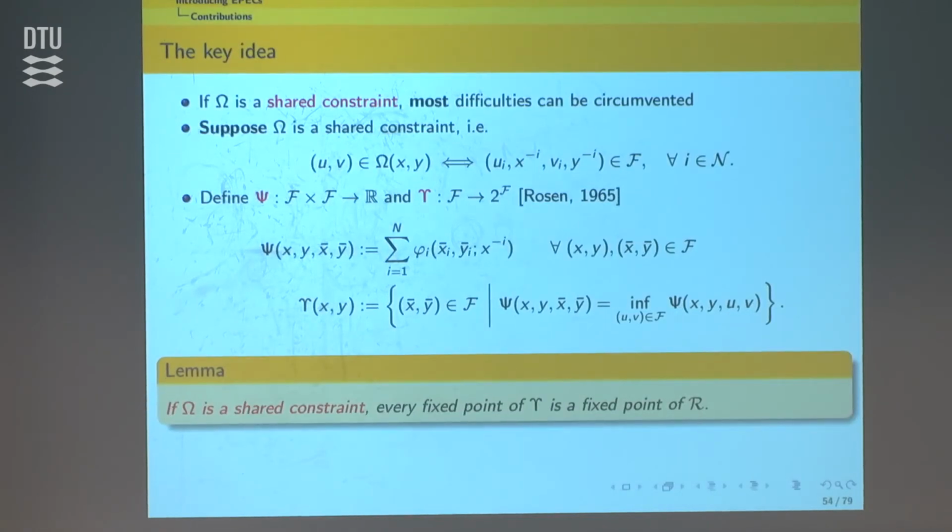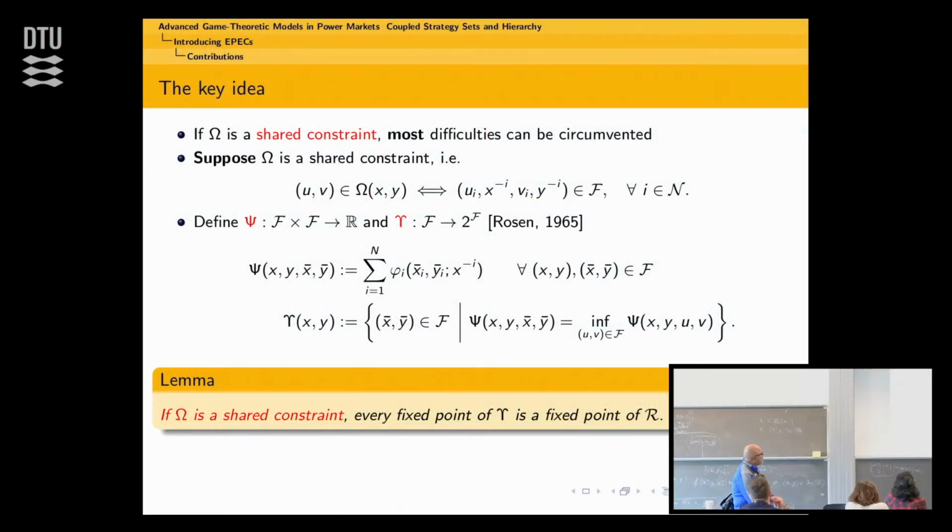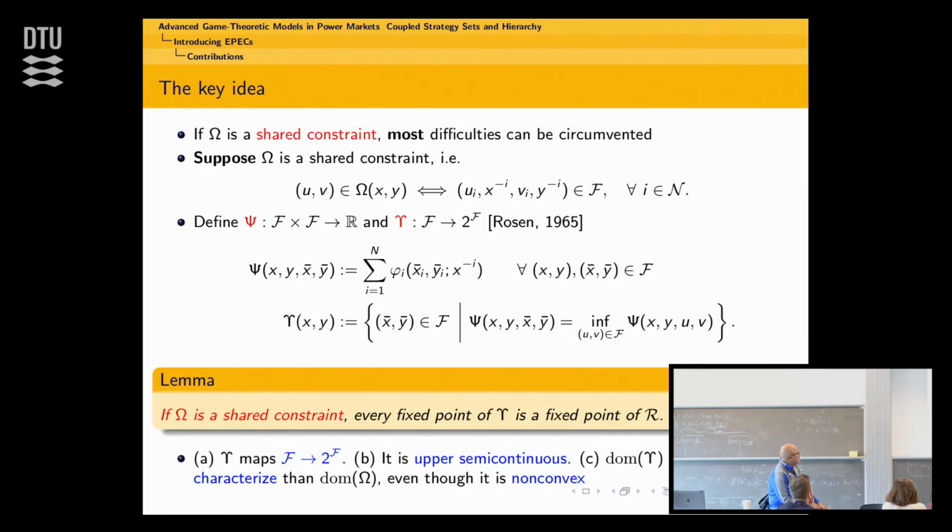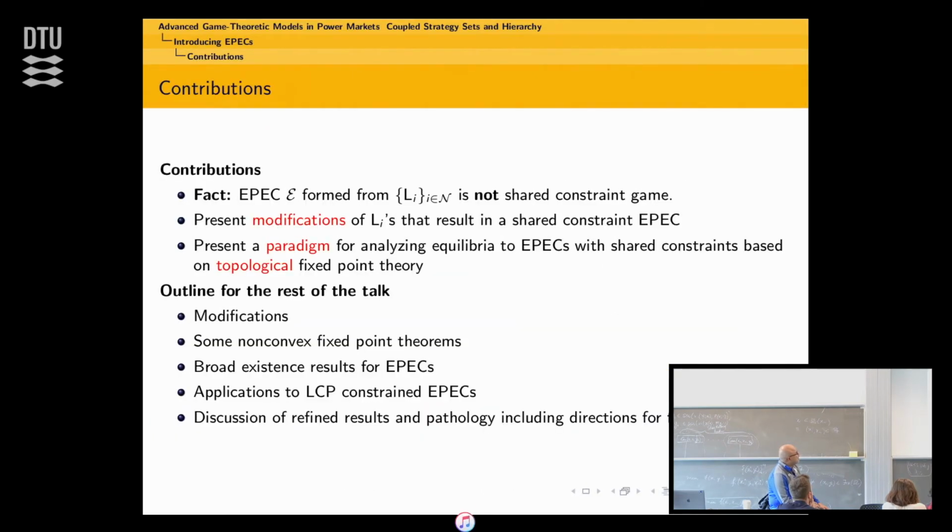Okay, it turns out that if omega is a shared constraint, then every fixed point of epsilon is a fixed point of R. So if I get a fixed point of some other map, I've got a fixed point of the reaction map. This was something that was observed earlier by Rosen, and the good thing is that this map is upper semi-continuous. It's easier to characterize even though it's non-convex. Okay? The problem is that this is not a shared constraint game, right? That was something that we know.